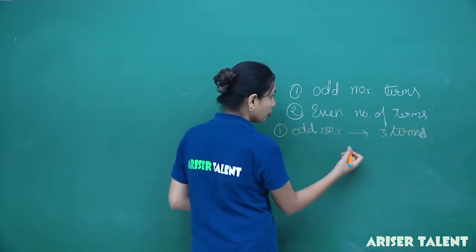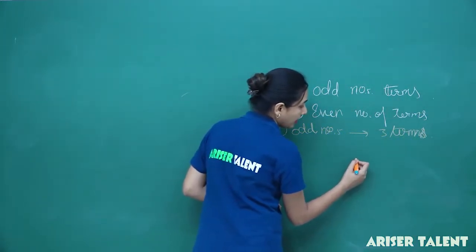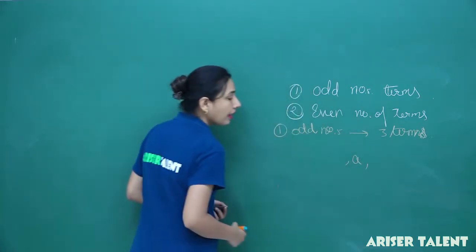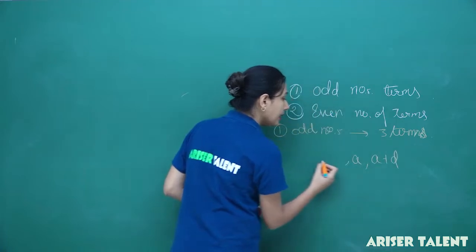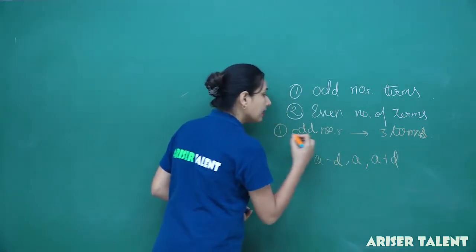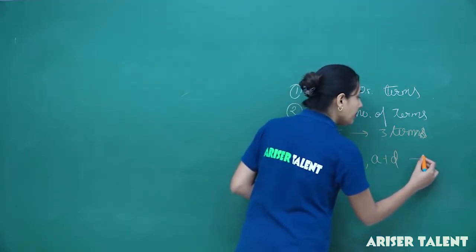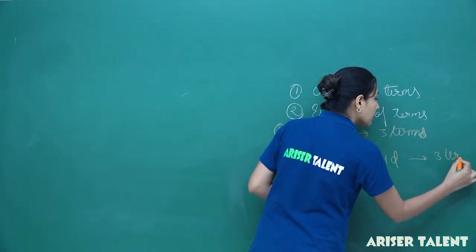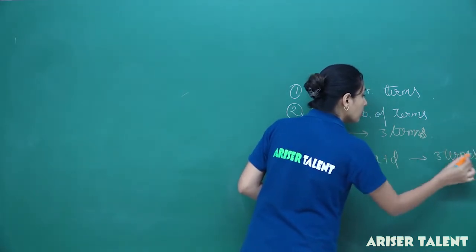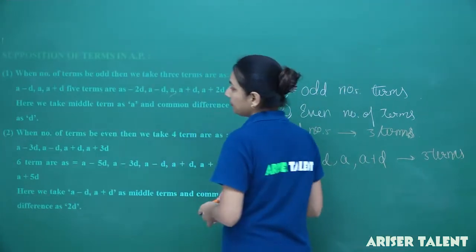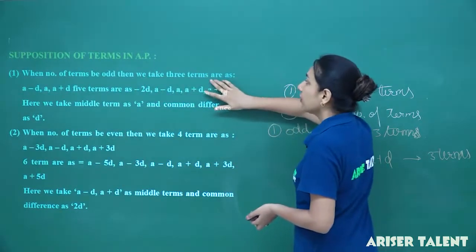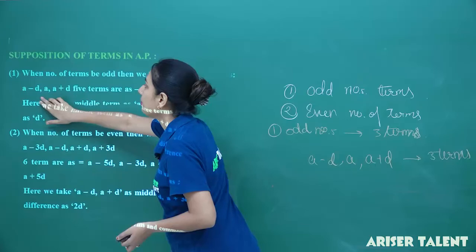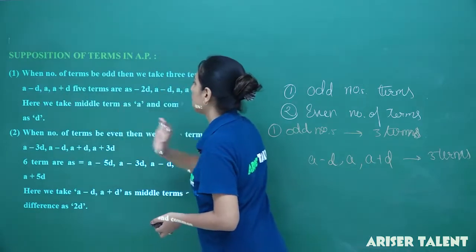so we'll assume A here and the term A plus D this side and A minus D this side. So these will be 3 terms. Like this we are having 3 terms as A minus D, A, A plus D.